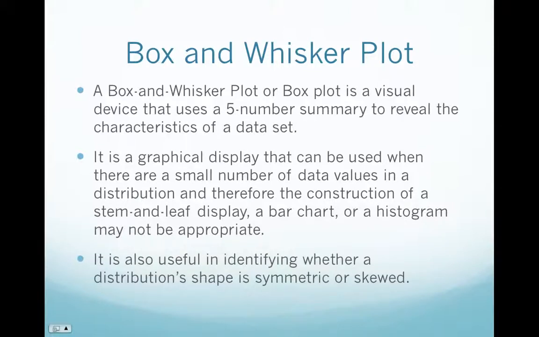A box and whisker plot could also be used with larger data sets, I mean, a greater number of data values in a distribution as well. It's useful when identifying whether a distribution's shape is symmetric or skewed. So we can look at its shape and come to a conclusion about it based on the appearance of the final product.